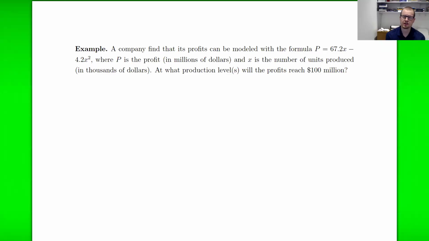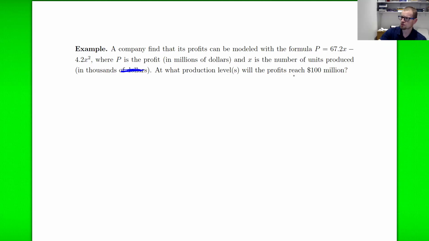Welcome. We want to look at another example of an application which uses a quadratic equation. A company finds that its profits can be modeled with the formula P equals 67.2x minus 4.2x squared, where P is the profit in millions of dollars and x is the number of units produced in thousands. That's not supposed to be thousands of dollars, just in thousands. All right. At what production levels will the profits reach 100 million?